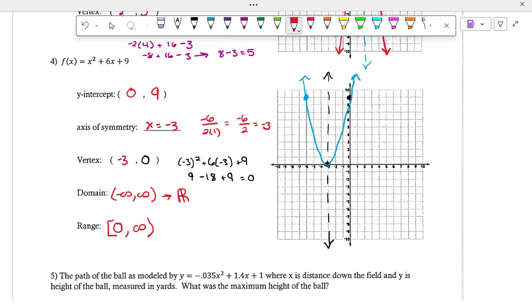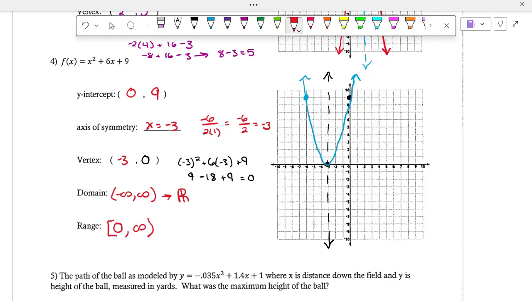All right. Any questions on how you would find y-intercept, axis of symmetry, and the vertex? Okay. It's your lowest y value. So this is your x value, the negative 3. You want the y value. It's on the x-axis, that y value is 0.